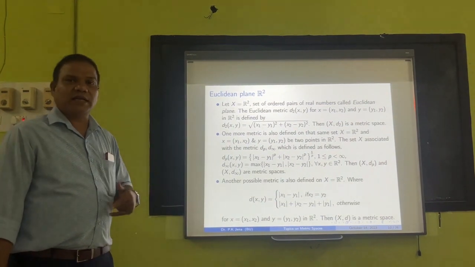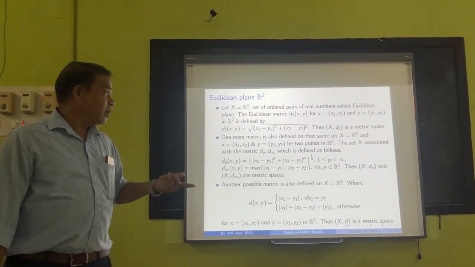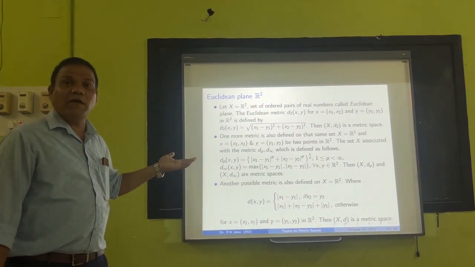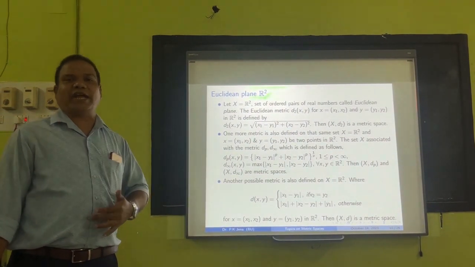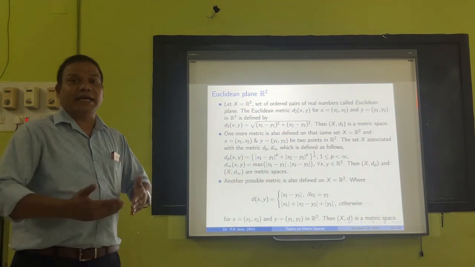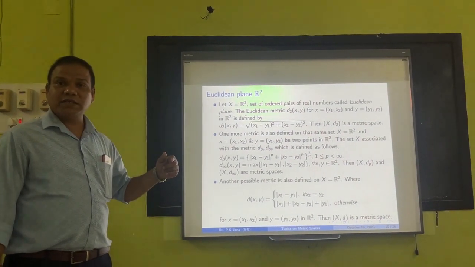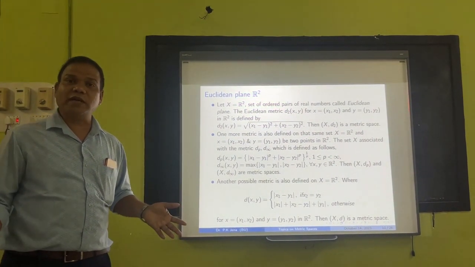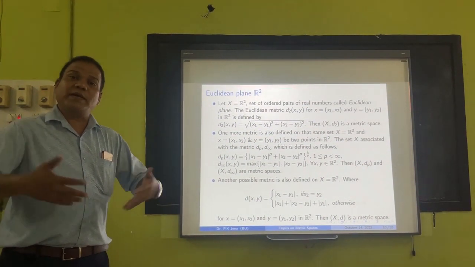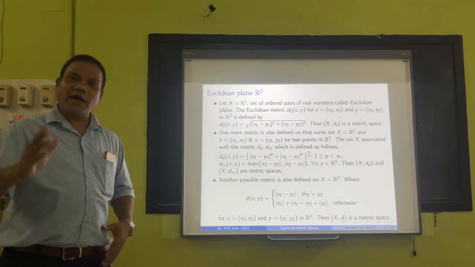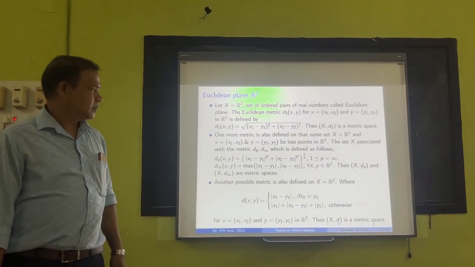So in general you can tell that X associated with the dp metric is known as a metric space. We have generalized here. For any value of p, if we take p as 3 by 2, what will be the d3 by 2 metric? You can define any metric. You just see how many metrics you can define on R square. Is it a finite or infinite number of metrics you can generate? The answer is, infinite number of metrics you can generate on R square. It is not restricted to one only.